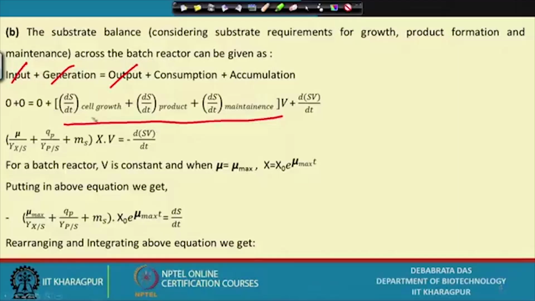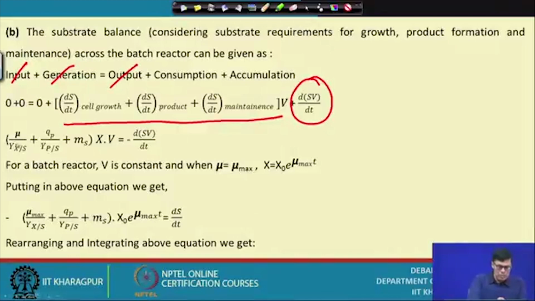Now we are considering 3 portions: the substrate is used for growth of the cells, one part is going for the product formation, here it is ethanol, and another part is utilized for the maintenance of the cells. So you have to consider all the 3 parts, and then this is the accumulation of the substrate. So I can write it like this: what is the dS by dt?